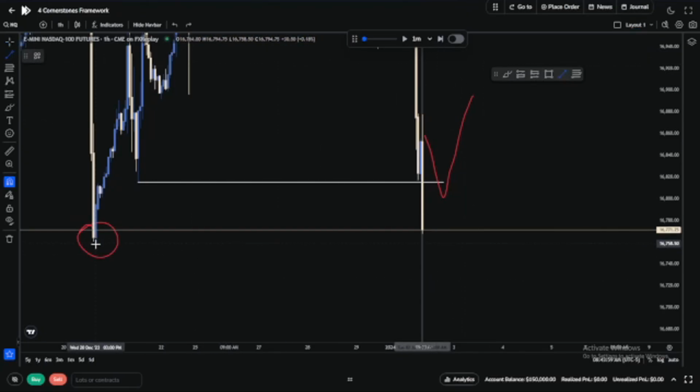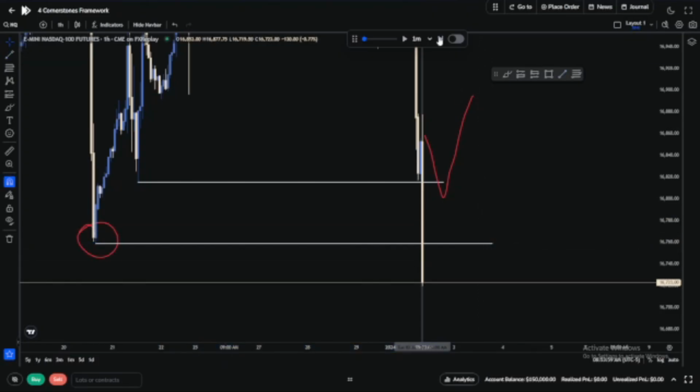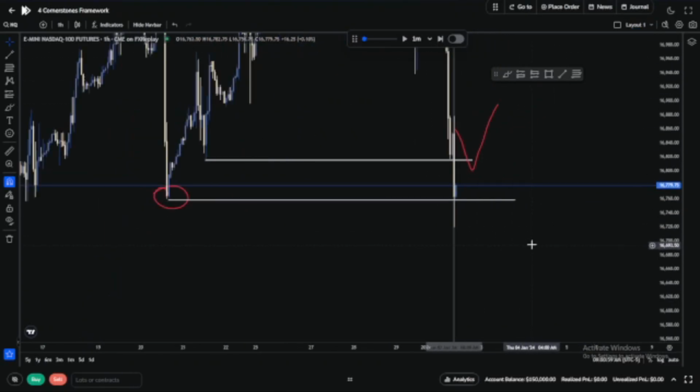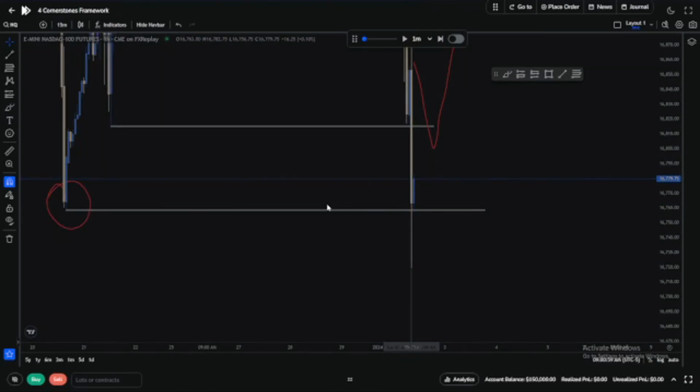I'm just going to mark it out to make it easier. Okay, we took it out. Now let's see if we get the reaction to the upside or not. Looks like we closed above, creating an SFP. So it failed to close below. This is a good reaction to the upside.